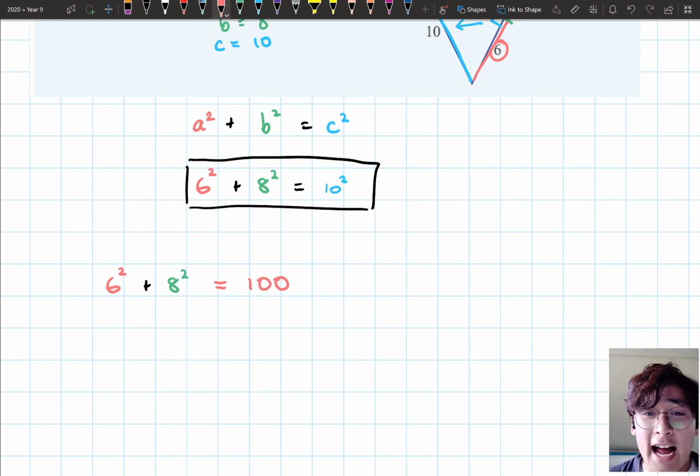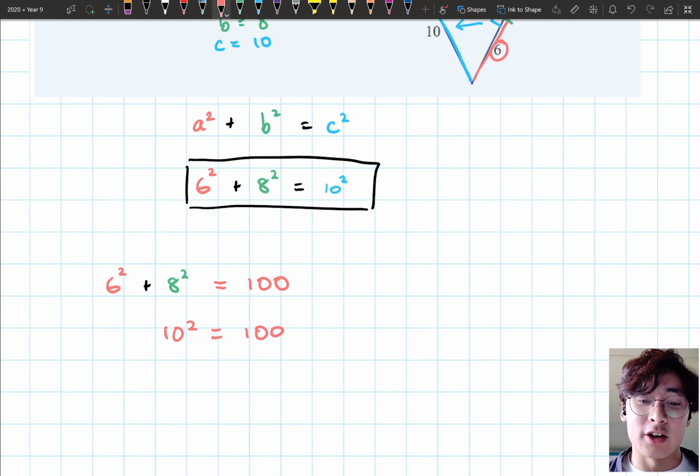Okay, cool. Now I can just check the other side. I've got 10 squared on the other side. What's 10 squared? 10 times 10 is 100. So here, this equation works. So we know Pythagoras' theorem works for this triangle over here, and we know it's a right angle triangle.